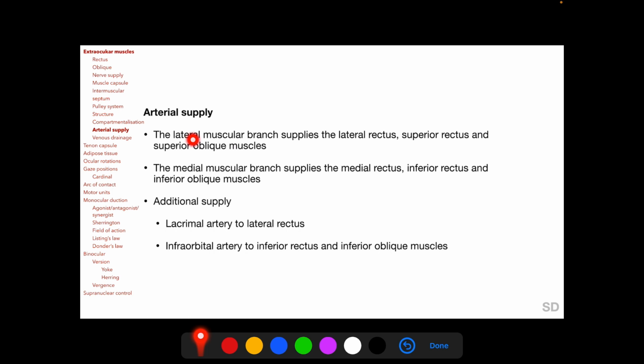The lateral muscular branch of the ophthalmic artery supplies the lateral rectus, superior rectus and the superior oblique muscle, and the medial muscular branch supplies the medial rectus, inferior rectus and inferior oblique muscles. Additional supply to these muscles includes the lacrimal artery supplying the lateral rectus muscle and the infraorbital artery supplying the inferior rectus and the inferior oblique muscle. The lacrimal artery originates from the ophthalmic artery and the infraorbital artery originates from the external carotid artery.